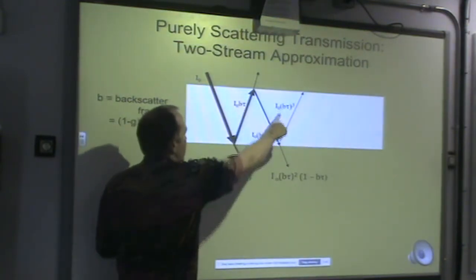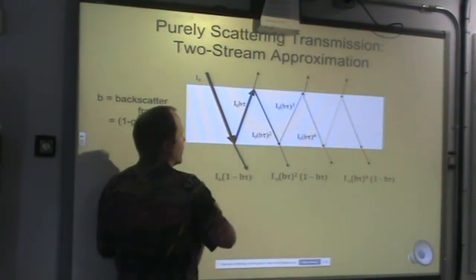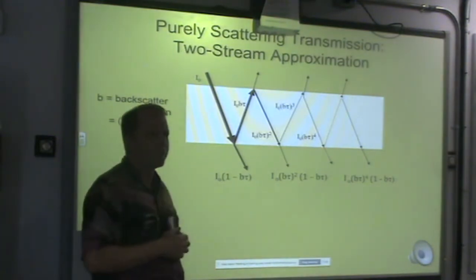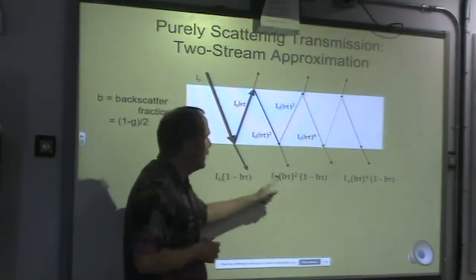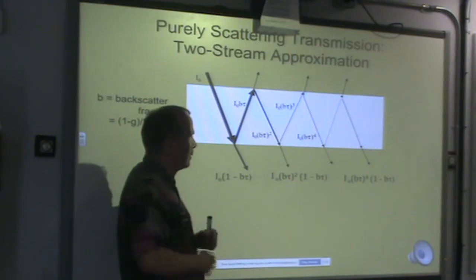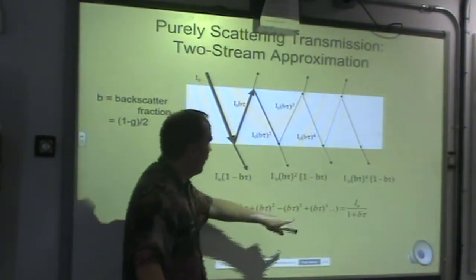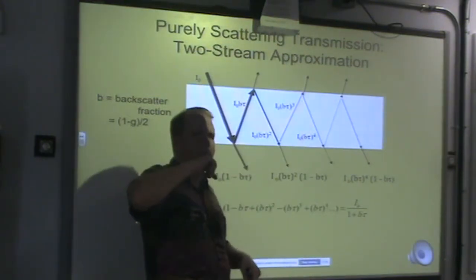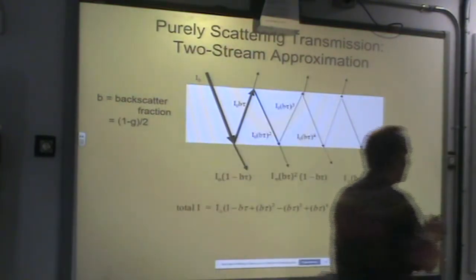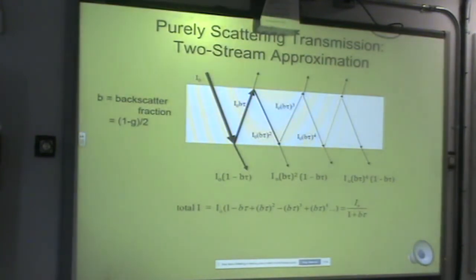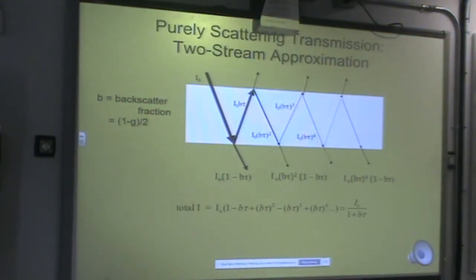So we can just keep playing this game over and over again. We keep adding it up. So we're going to have this infinite series here. And this thing, you know about 1 over 1 minus x, right? 1 plus x squared plus x cubed is equal to 1 over 1 minus x. And if it's going positive and negative, then it's 1 over 1 plus x.